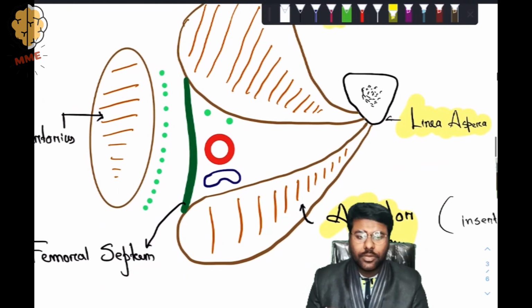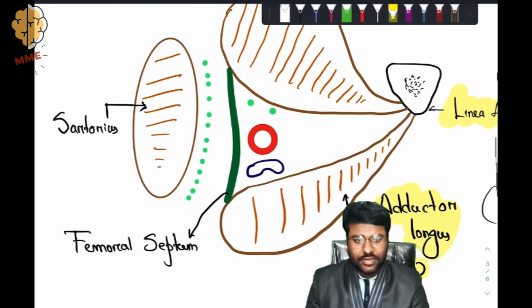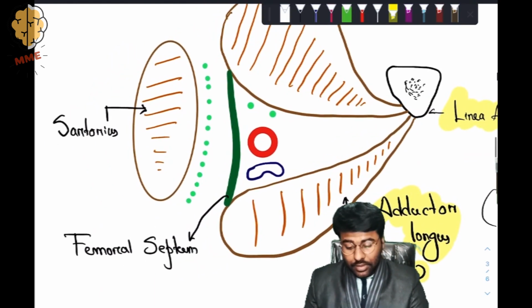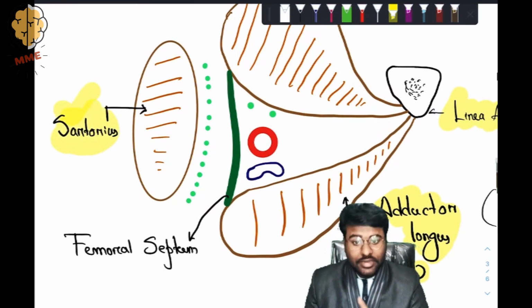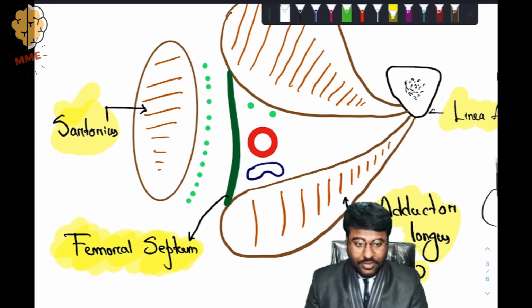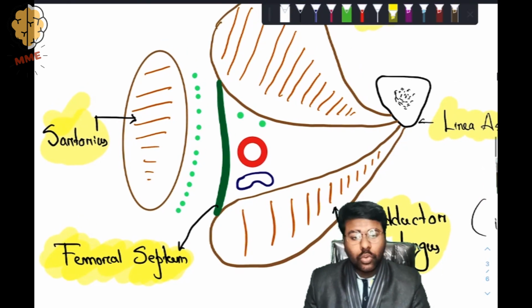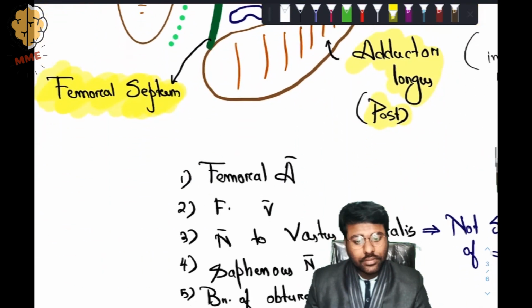And what is present on the medial side? This is not the sartorius, it is subsartorial. But there is another thing: this is the femoral septum, mainly from the medial part. Okay, so what are the contents of the adductor canal?